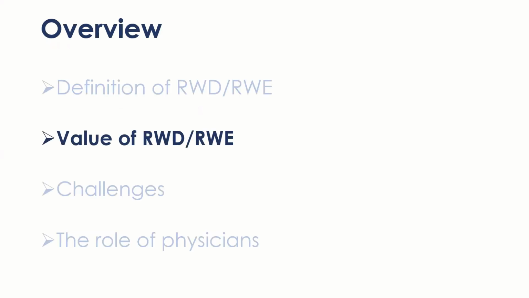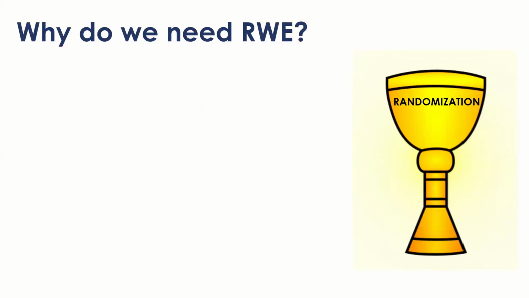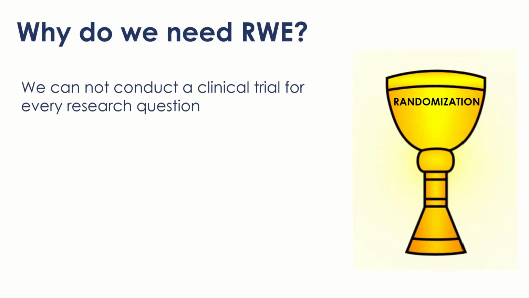Now that we have said a few words about the definitions, let's move on to the value of real-world data and real-world studies. The holy grail in medicine is randomization. Ideally, we randomize patients in two or more arms, and by doing this, we are controlling for unknown confounders, and we can test our hypothesis. But the truth is that we cannot conduct a clinical trial for every research question, and we cannot do that because, first of all, clinical trials are expensive.